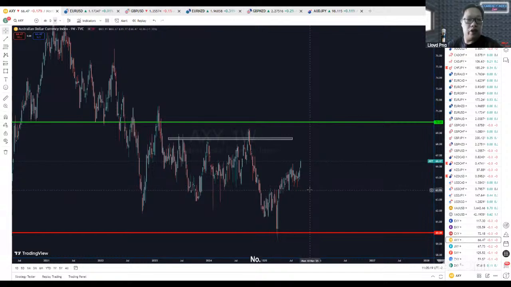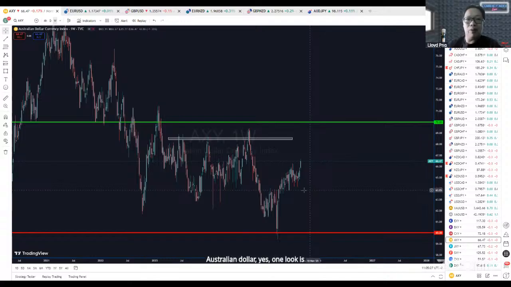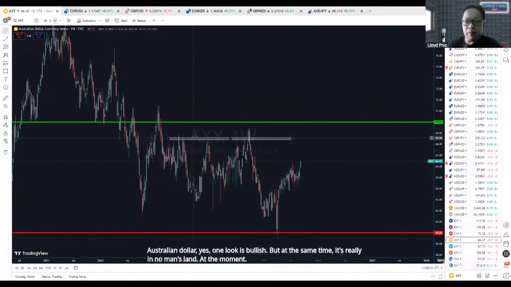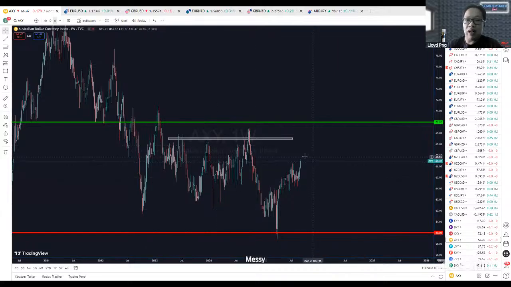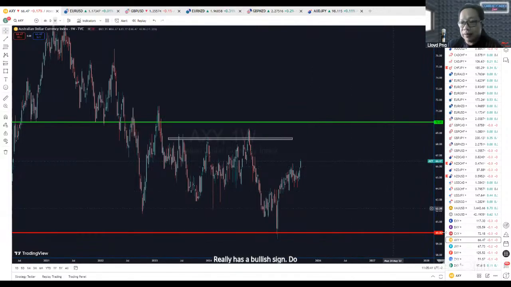For those of you who have been in the show for quite a long time, you would already know by now that I really, really hate trading in the middle of nowhere. Australian dollar, yes, one look is bullish, but at the same time, it's really in no man's land. At the moment, you can see that it is in a messy range. At the same time, it's in the middle of nowhere, so I can't really argue that this has a bullish sign to it.